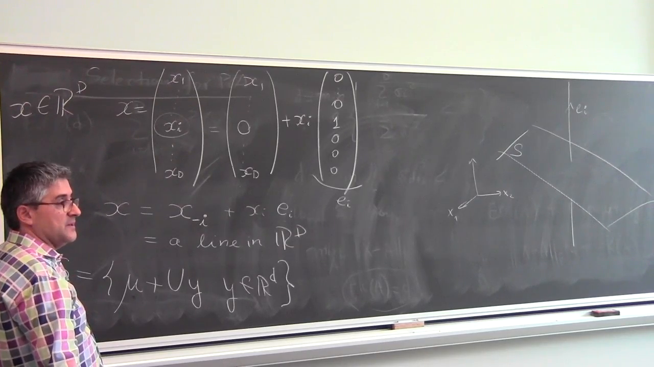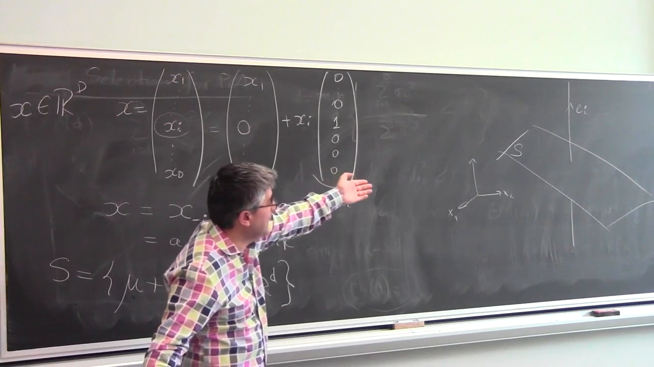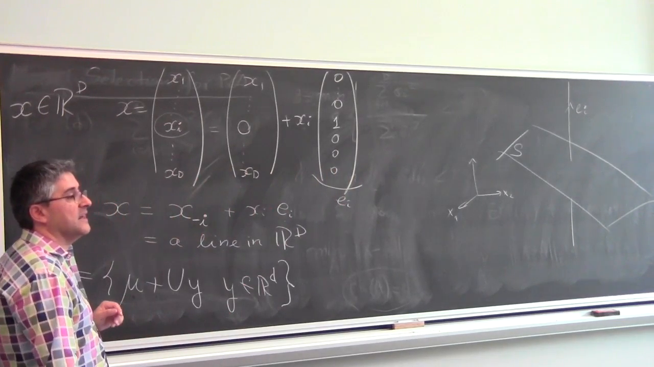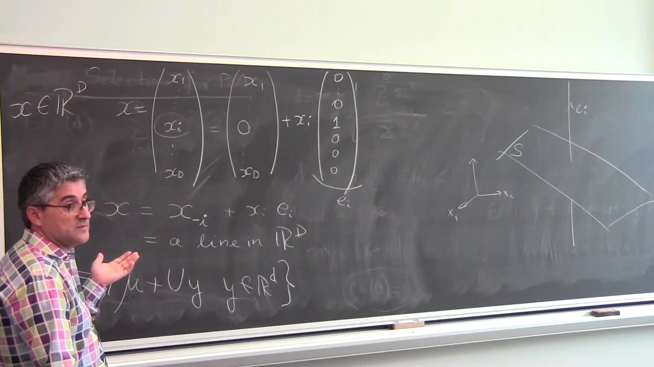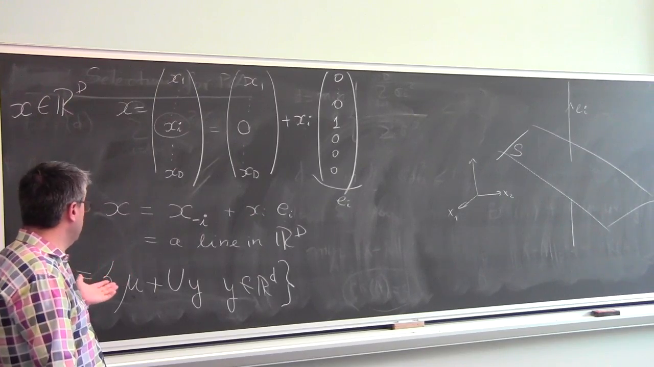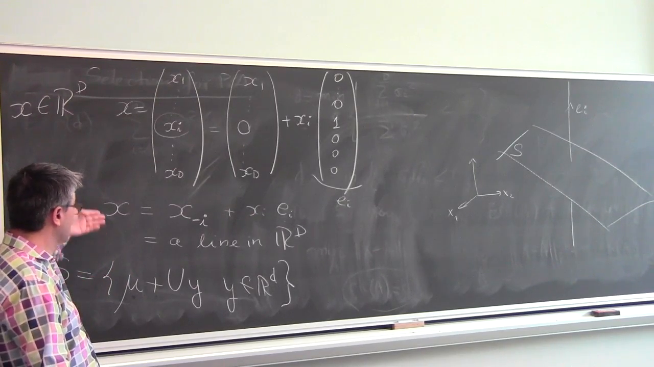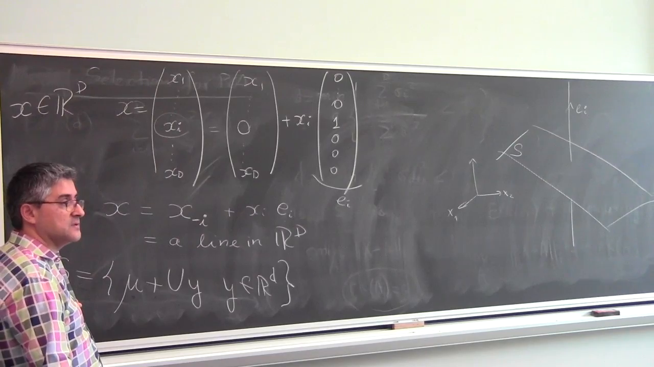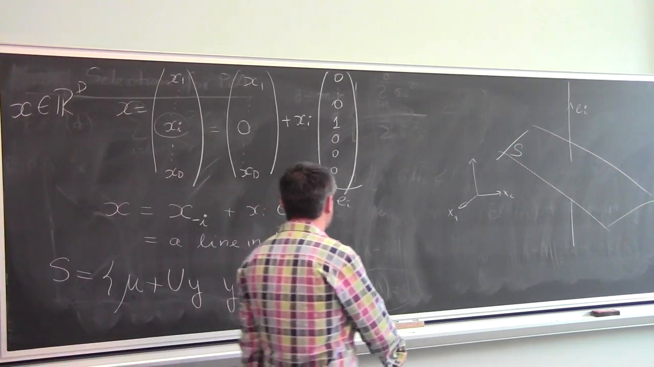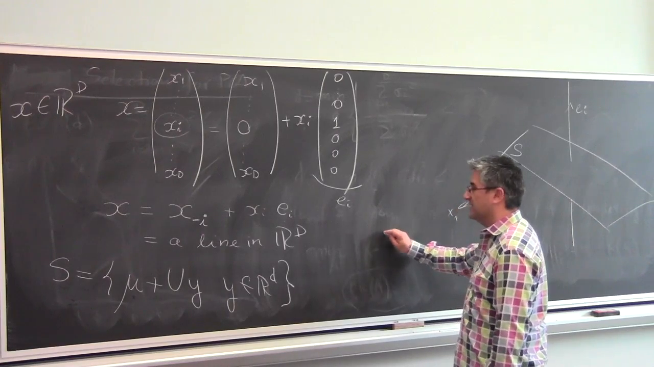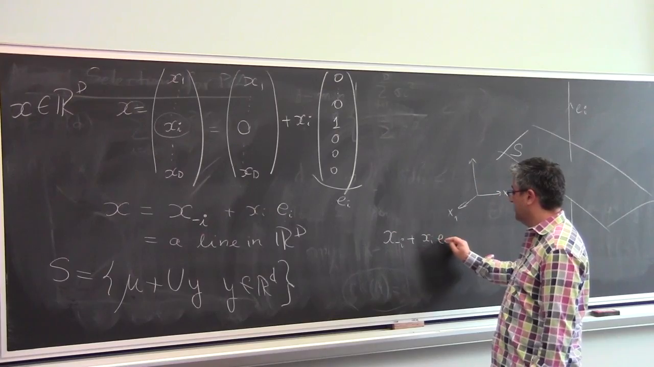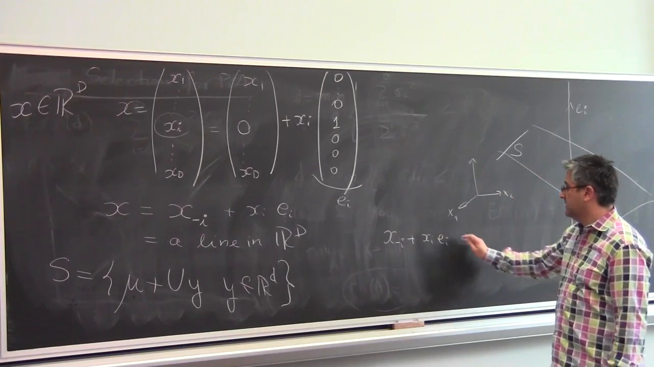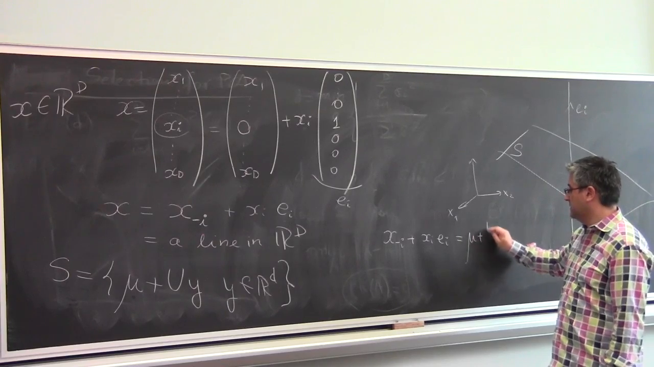Then I go to the subspace, and I look at the picture. How do I find that unknown component? Well, I just need to intersect that line with that subspace, right? I need to find a point that belongs both to the line as well as to the subspace. So to do that, I just make these two equations equal. So I get x minus I plus xi e sub I is equal to mu plus u times y.